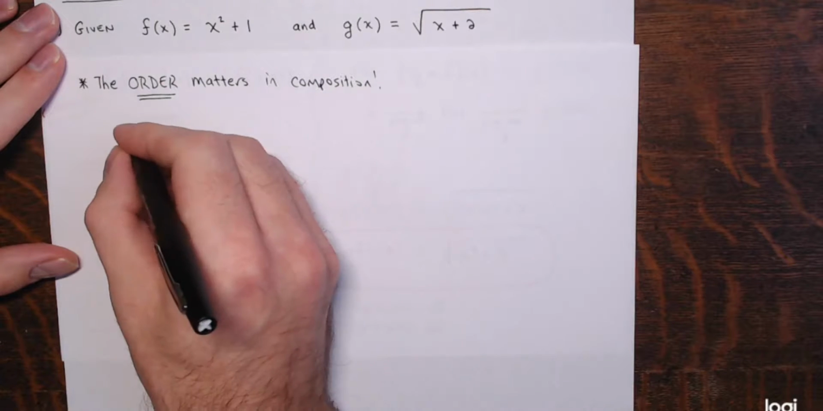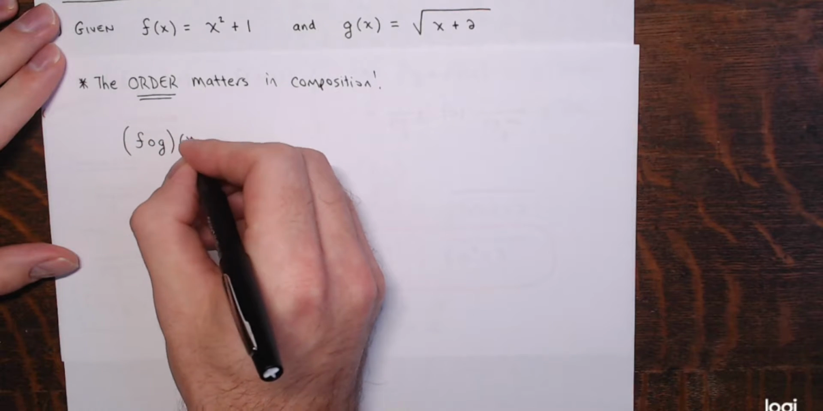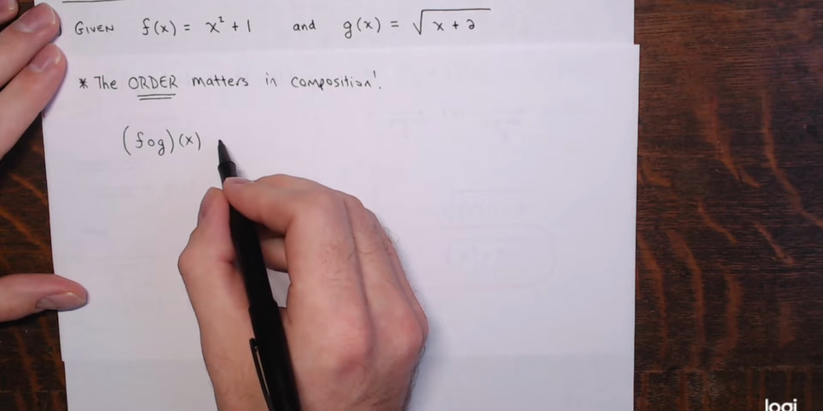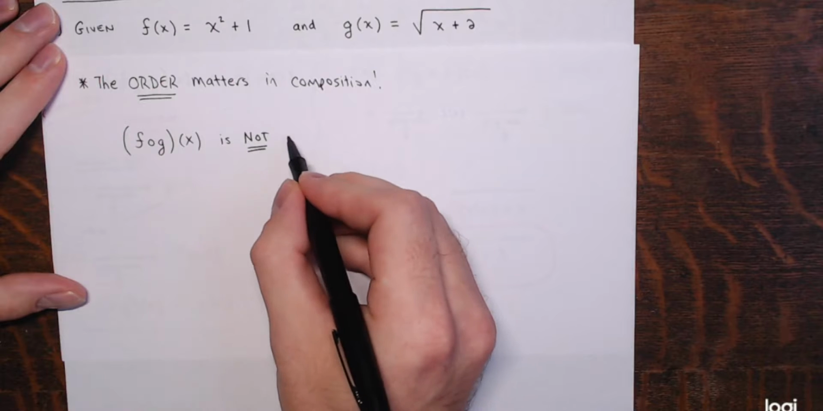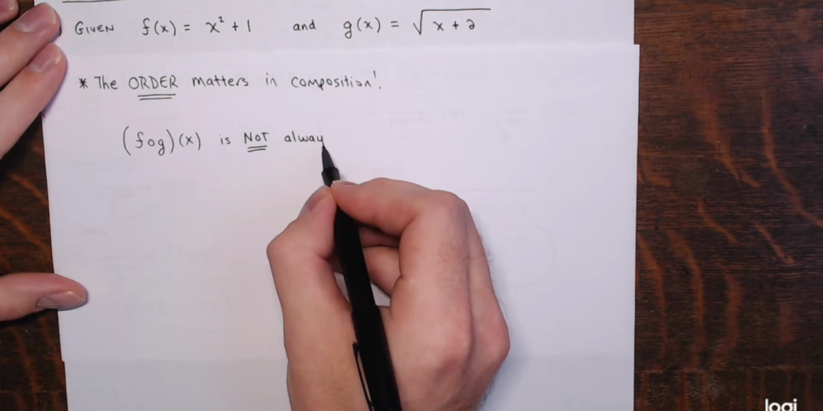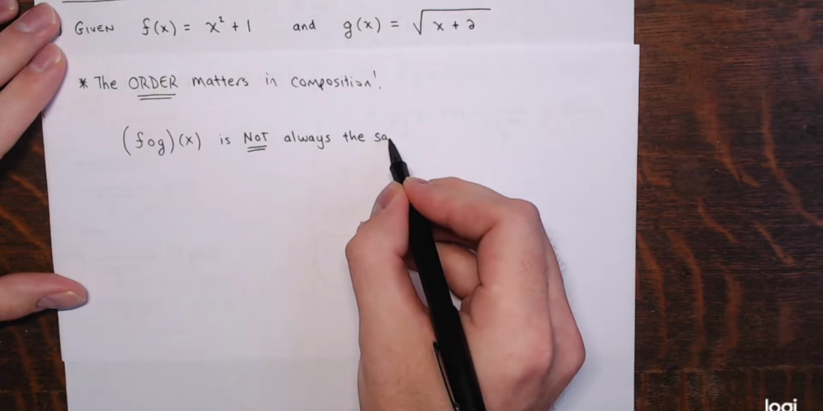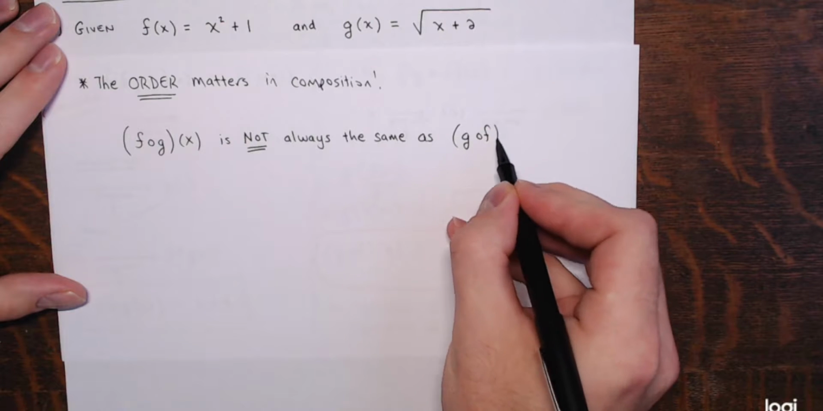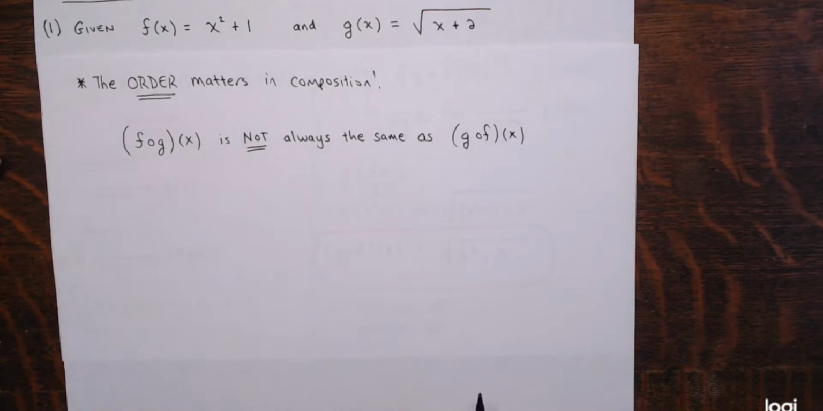F composed with g is not always equal as g composed with f. Now there are some cases where they are the same, and we'll talk about that in a later video.